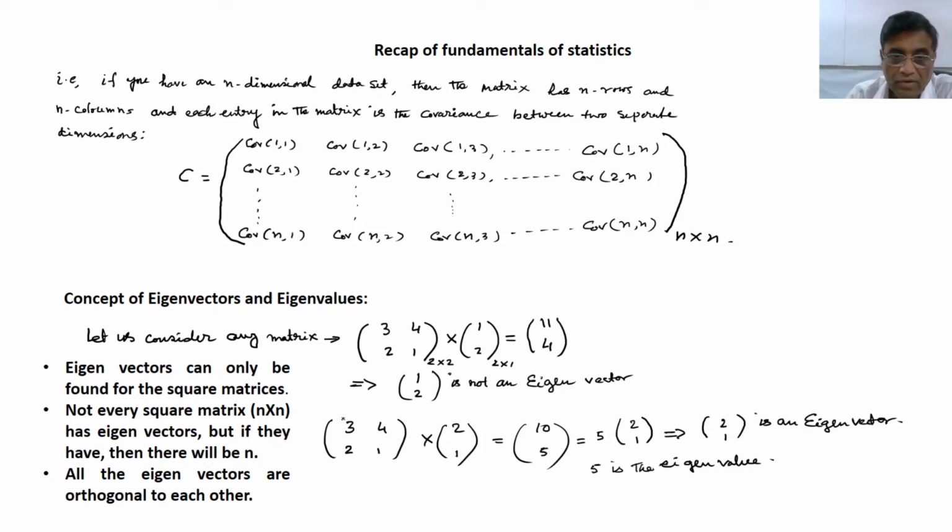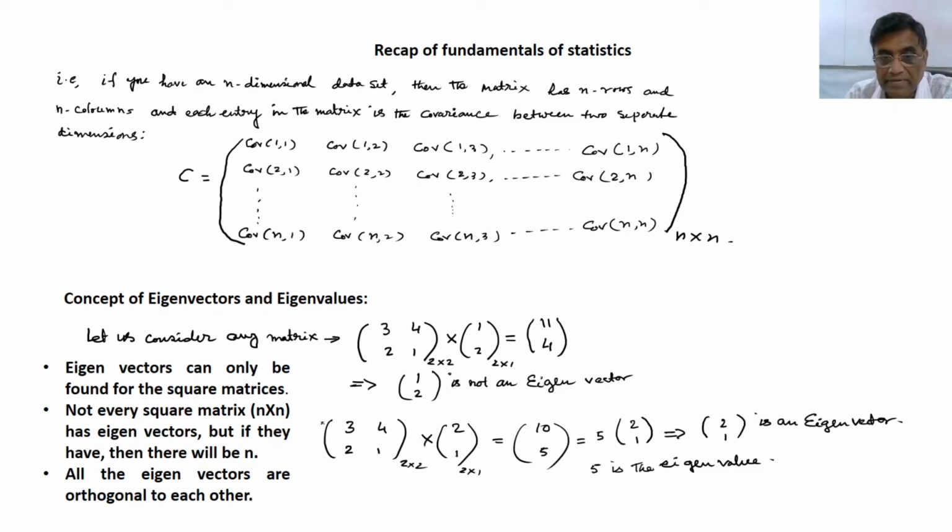But what if I multiply this matrix [3, 4; 2, 1] by the 2 cross 1 vector [2, 1]? Then 6 plus 4 is 10, and 4 plus 1 is 5. If you take 5 common, you get 5 times [2, 1]. So [2, 1] is an eigenvector, and 5 is called the eigenvalue. So what is the concept here?